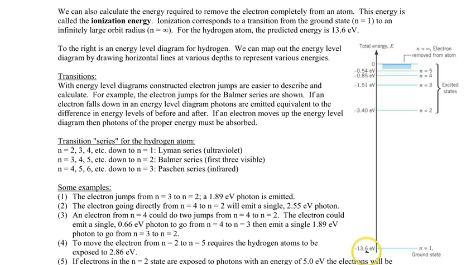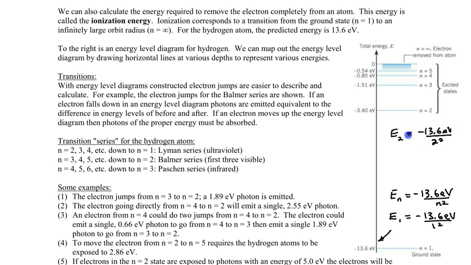You can see it occurs at negative 13.6. The way we got that for hydrogen, remember the general formula is E sub n equals negative 13.6 electron volts divided by n squared. So if we were to plug in n equals 1, we would get negative 13.6 electron volts divided by 1 squared, which is just that. If you wanted to get the second energy level, you would plug in E sub 2, so negative 13.6 electron volts divided by 2 squared, and that would yield negative 3.4 electron volts.